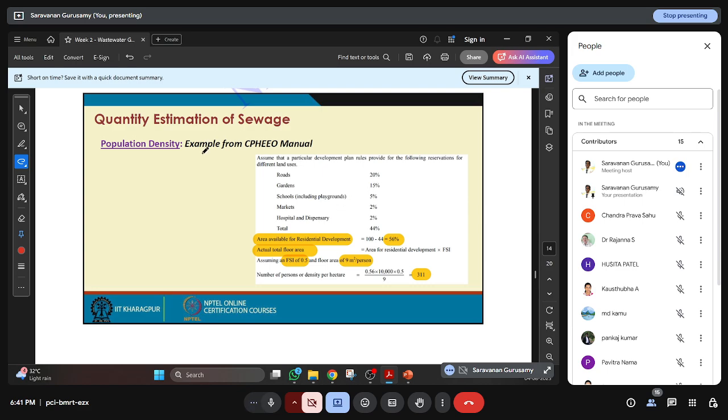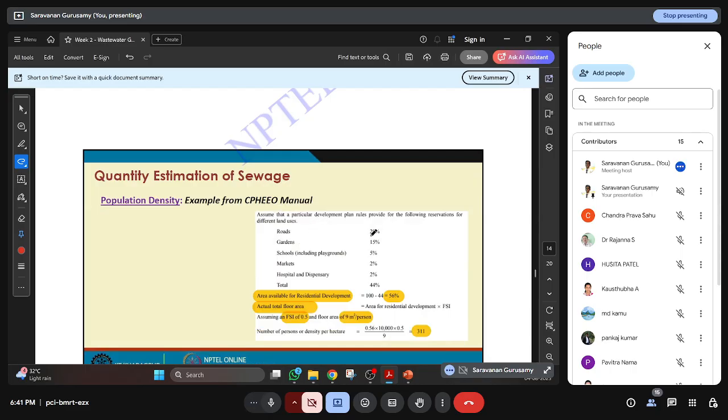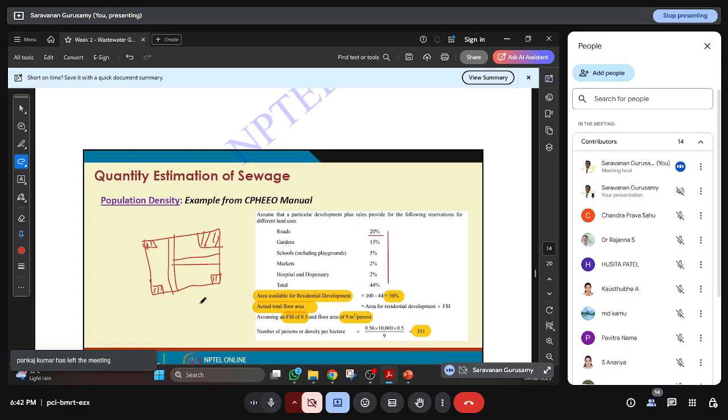Again, the population density can also be calculated by subtracting the other land uses. Like a city with 20% of its area covered by roads, 15% by gardens, 5% by schools, 2% by markets, and 2% by hospitals and dispensaries. The total area is 100%, and subtracting all these amenities, you get a value, right? The total is 44. If I subtract from 100, I get 56%. So this 56% is my residential area. You understood?